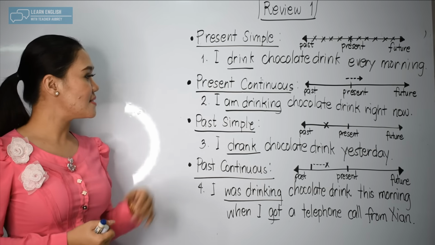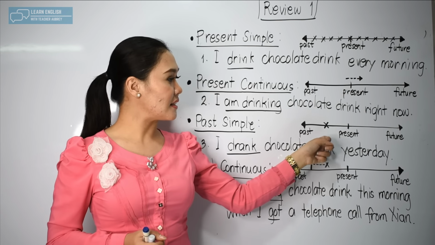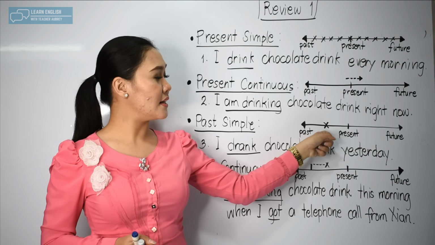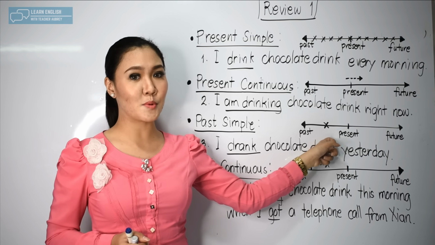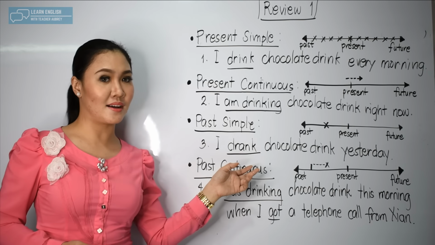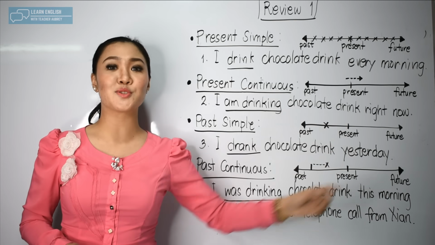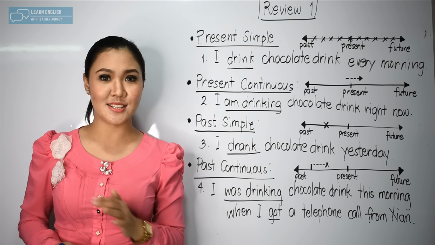The third one is the past simple. At the timeline here, mapapansin natin na yung past simple ay natapos lang sa nakaraan. Okay? Natapos lang sa nakaraan. The example we have here is, I drank chocolate drink yesterday. So, natapos siya kailan? Kahapon o yesterday.